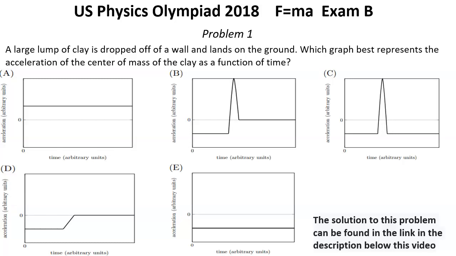US Physics Olympiad, year 2018. F equals MA. Exam B. This year, the exam was split into 2 different days, and you can participate in either day A or day B. The conditions for participation were the same. 25 problems for 75 minutes.